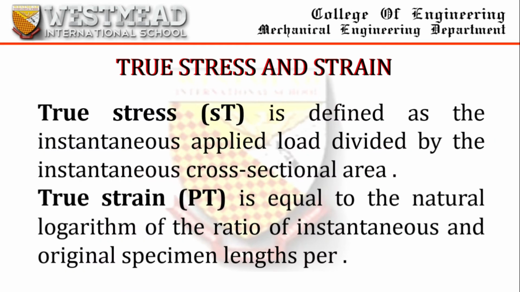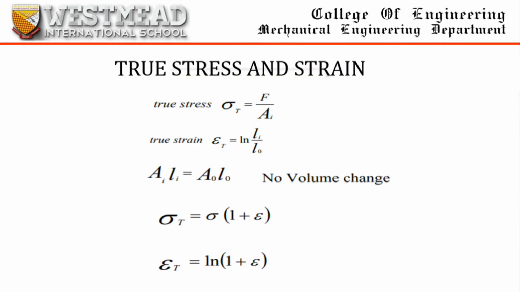True stress and strain. True stress is defined as the instantaneous applied load divided by the instantaneous cross-sectional area. However, true strain is equal to the natural logarithm of the ratio of instantaneous and original specimen lengths. The formulas for true stress and strain are: true stress is equal to load F over instantaneous cross-sectional area A, and true strain is equal to the natural logarithm of instantaneous length over original length.